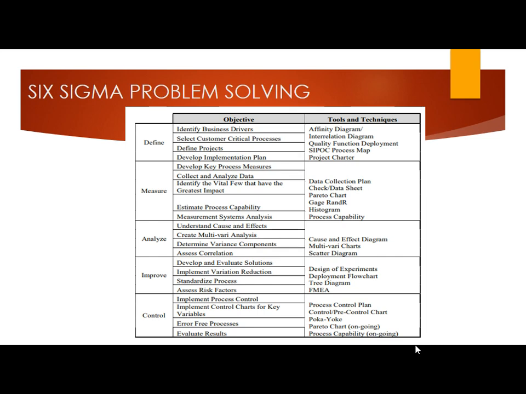Then we have C, that is Control. Implementing process control is the objective: implement control charts by key variables, and error-free processes. Along with that, the objective is evaluation of results. Various tools and techniques are the process control plan, control and pre-control charts, poka-yoke, Pareto analysis, and process capability, which is ongoing. Okay, so these are the Six Sigma problem solving steps that summarize the chart. So for the DMAIC process and problem solving, there are five phases of the DMAIC process along with the steps which are required to perform during problem solving.